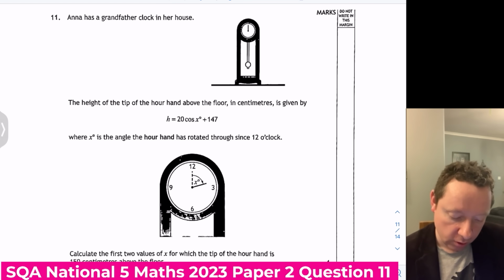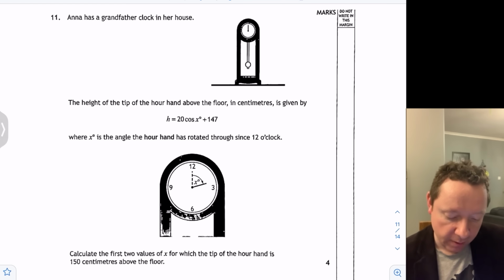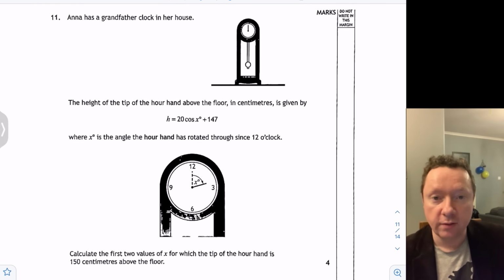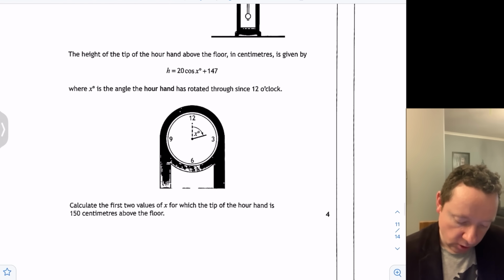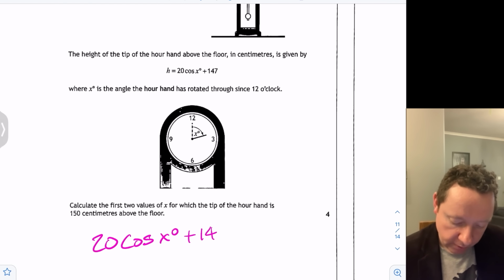SQA National 5 Maths 2023 Paper 2 Question 11. Anna has a grandfather clock in her house. The height of the tip of the hour hand above the floor in centimetres is given by h is 20 cos x plus 147. Trigonometry equation then, where x is the angle the hour hand was rotated since 12 o'clock. Calculate the first two values for x for which the tip of the hour hand is 150 centimetres above the floor. So I'm just saying that 20 cos x plus 147 is equal to 150 because that's the height.